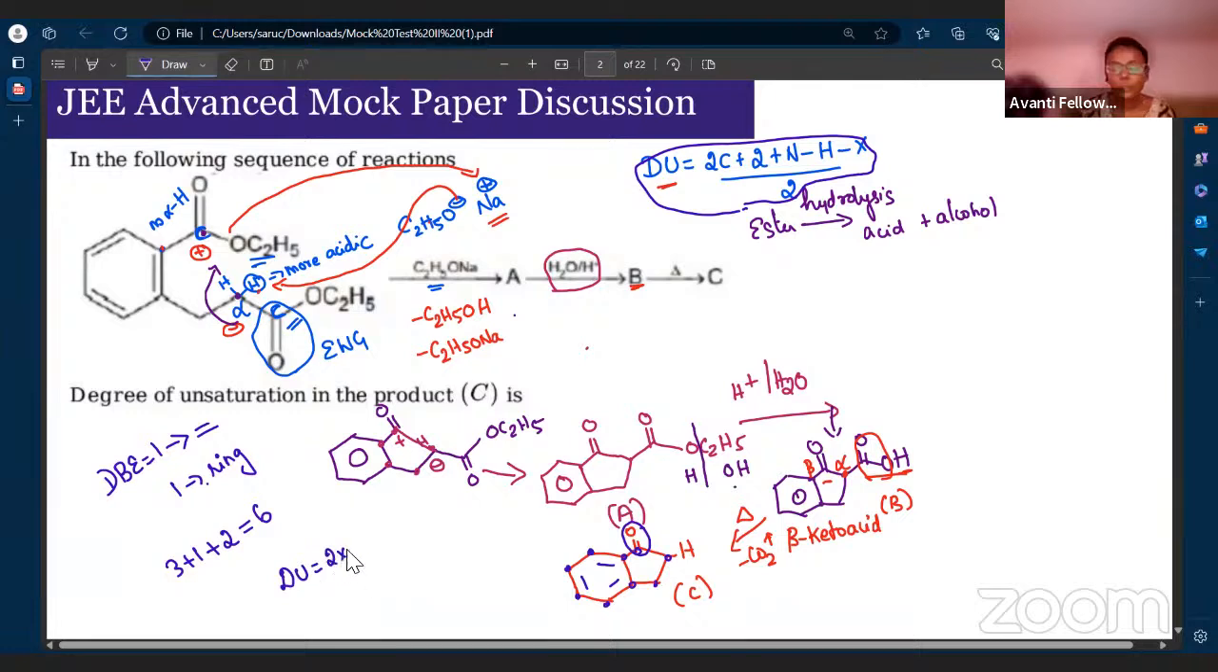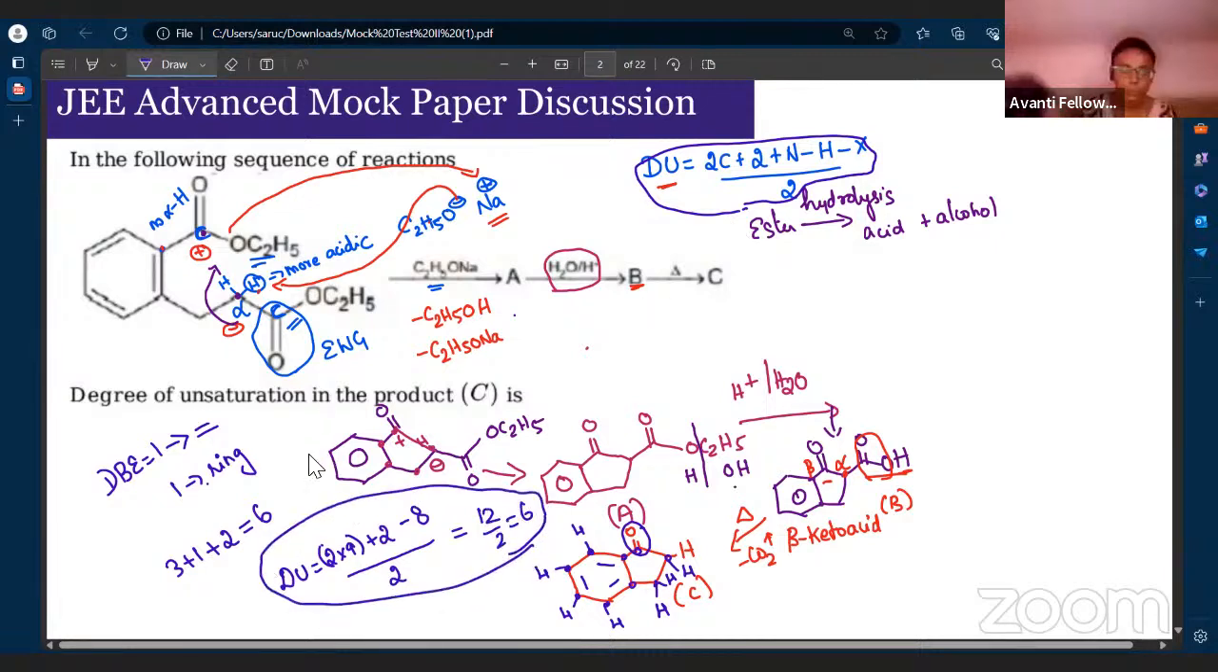You don't have any nitrogen, you don't have any halogen, you have hydrogen. So how many hydrogens? 1, 2, 3, 4. Here you don't have hydrogen. And then 5, 6, 7, 8. You have 8 hydrogens. So minus 8, divided by 2. So 18 plus 2 is 20, minus 8 is 12, divided by 2, which is equal to 6. So you can find the degree of unsaturation either using the formula or simply counting the number of rings and double bonds.